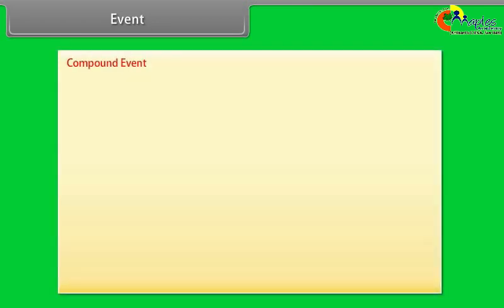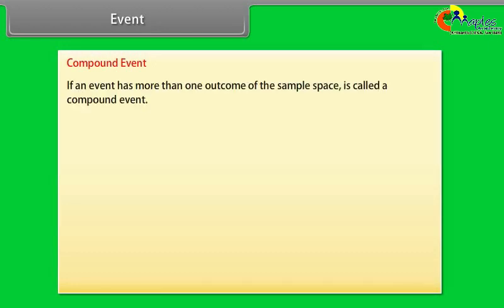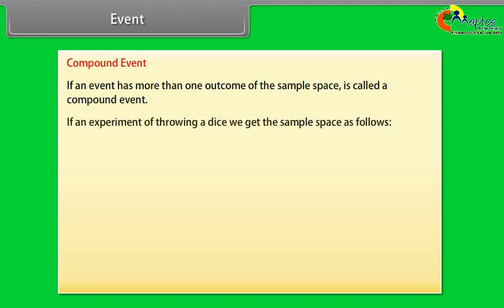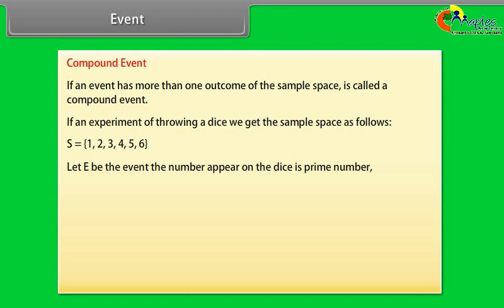Compound event. If an event has more than one outcome of the sample space, it is called a compound event. To understand it, let's take an example. In an experiment of throwing a dice, we get the sample space as follows. S is equal to {1, 2, 3, 4, 5, 6}. Let E be the event the number appearing on the dice is a prime number. Thus the event E is equal to {2, 3, 5}. It is a compound event.